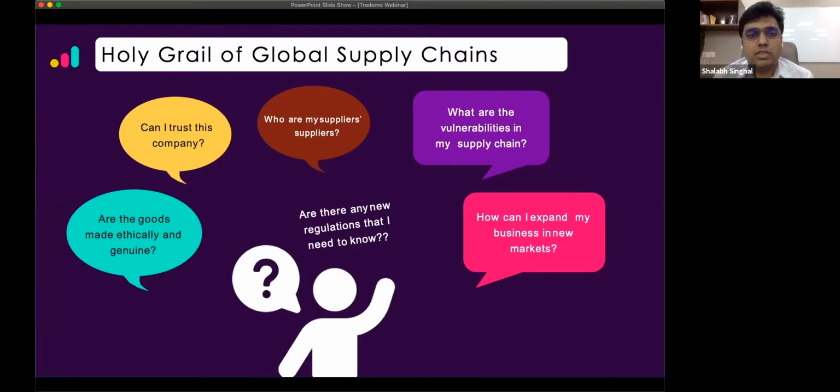Just moving on to the presentation, once we have something as powerful as a knowledge graph on global supply chain, we can actually aim to answer some of the holy grail of global supply chain. So we discussed, can I trust this company whom I want to partner and whom I'm depending on my business for the next 5 years, 10 years? And what are the vulnerabilities in my supply chain? What are the known and unknown risks in my supply chain that I should be concerned about?